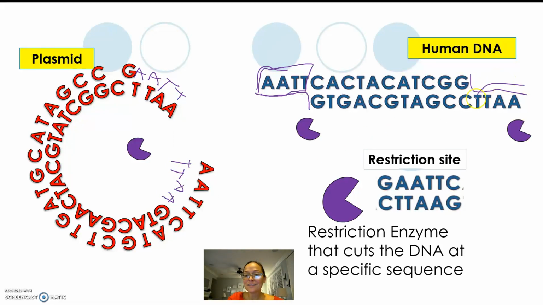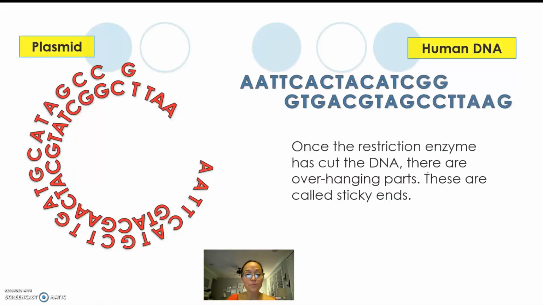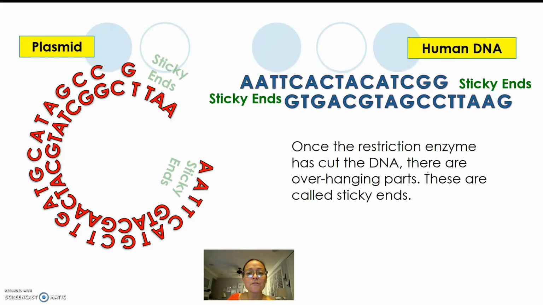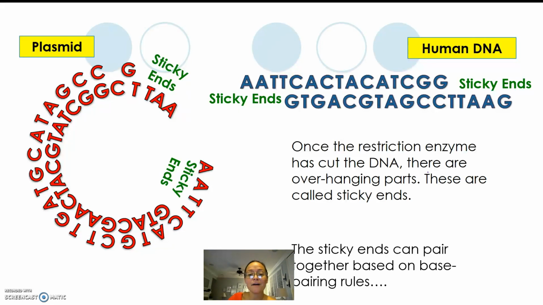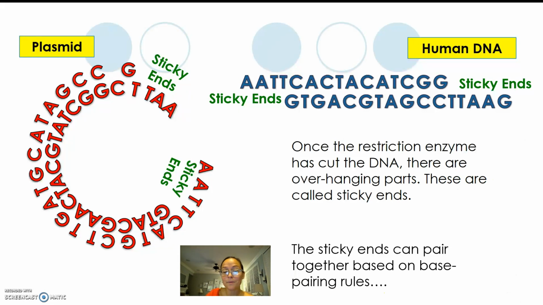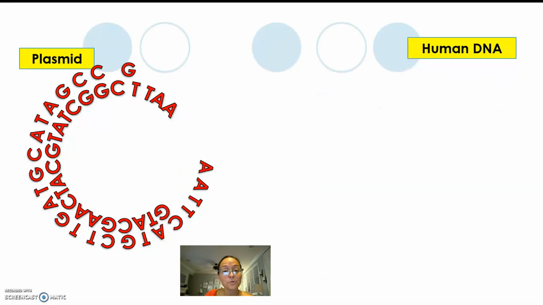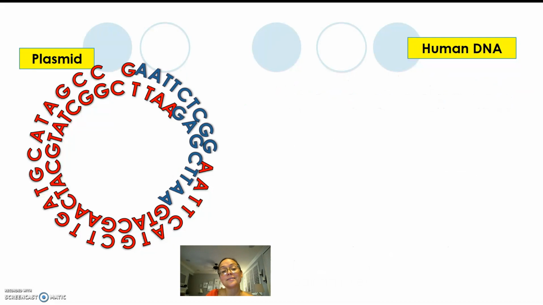So then this end here would be paired to the plasmid. When we incorporate this together, I can look at these sticky ends. Think of them kind of like Velcro. They match, so they're going to base pair together. Here I have some sticky ends that are going to base pair together based on base pairing rules, and I can incorporate that section of DNA from another source into that plasmid.